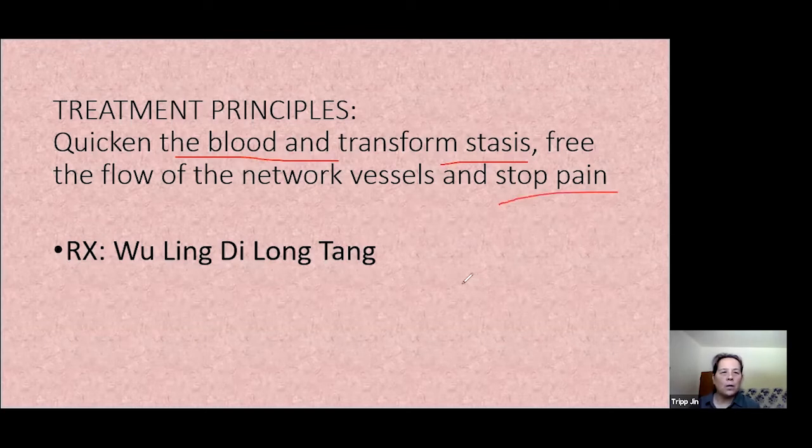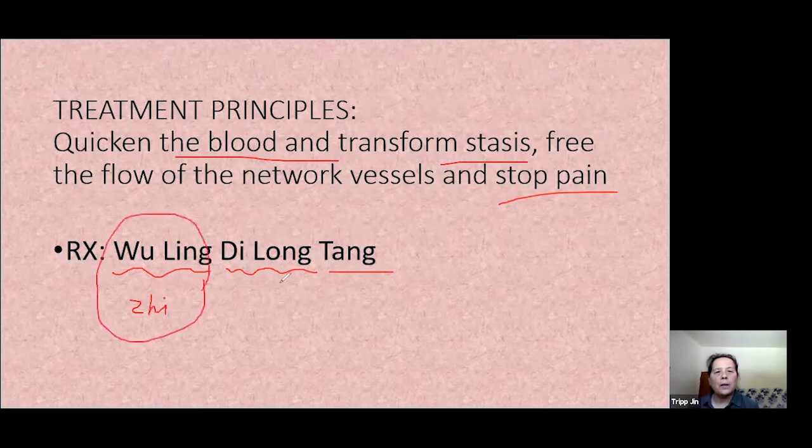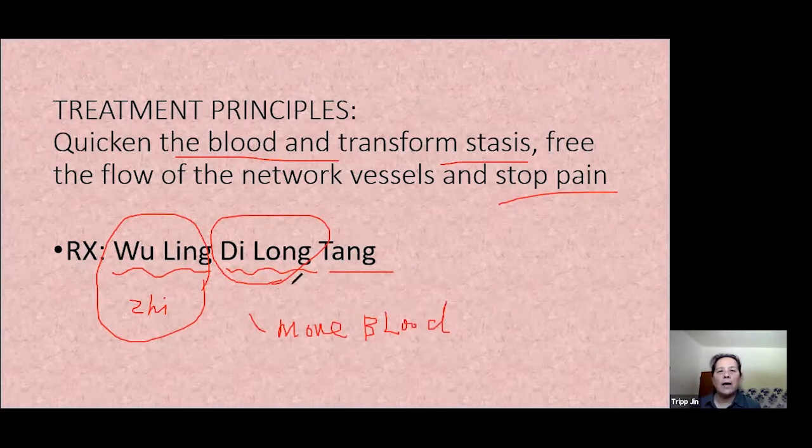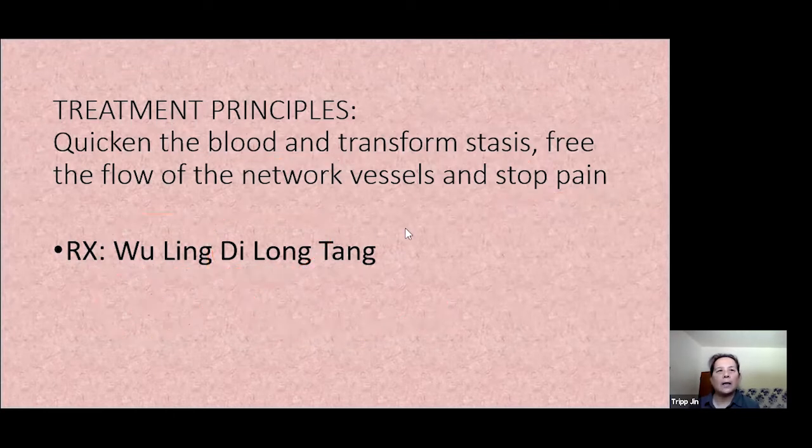So the formula we use is Wu Ling Di Long Tang. Wu Ling is Wu Ling Zhi, still a herb name. Di Long, earthworm. So those are moving blood herbs, both for moving blood. Certainly we have some other ingredients inside. Moving blood and opening the channel, especially Di Long. They will go to the channel. And pretty good for pain caused by blood stasis blocking the channel.